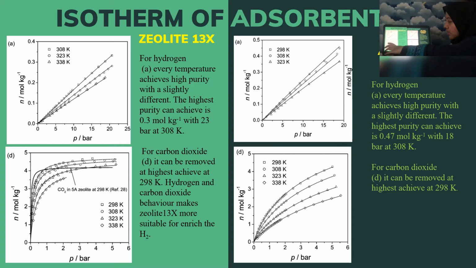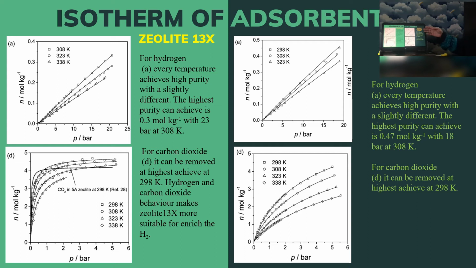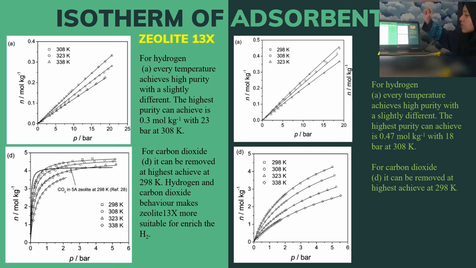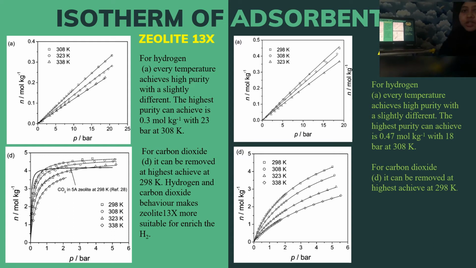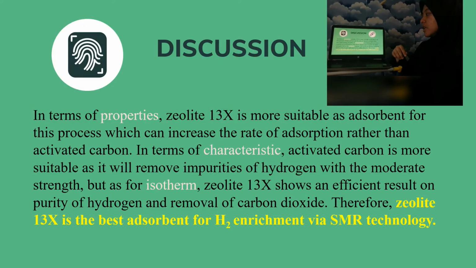You can see this one, and also this one. And for activated carbon, the graph for hydrogen, every temperature achieves high purity with slightly different values too. The highest purity that can be achieved is 0.47 mol per kg with activated carbon at 308 Kelvin. And for carbon dioxide, it can be removed at highest achieved at 298 Kelvin. In terms of characteristic, activated carbon is actually more suitable as it will remove impurities of hydrogen.